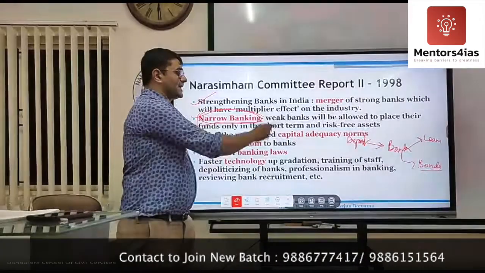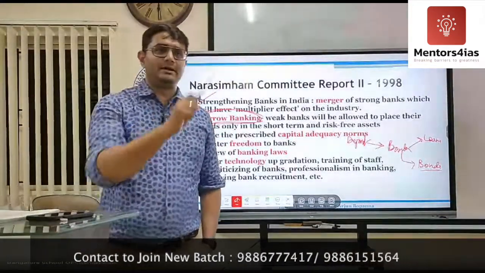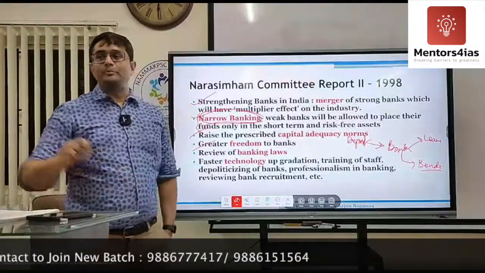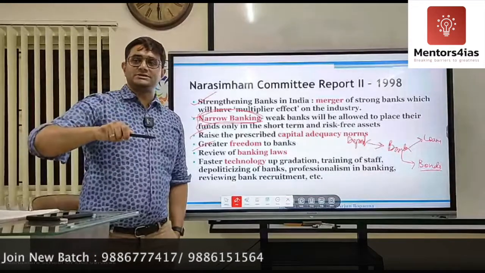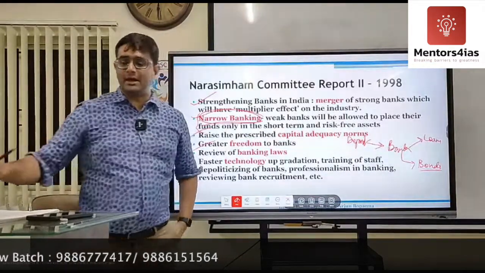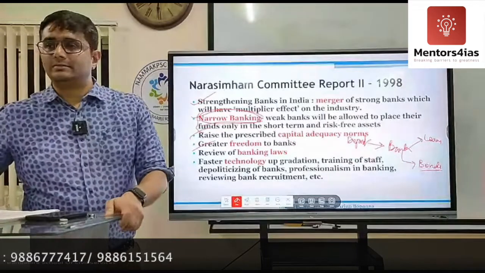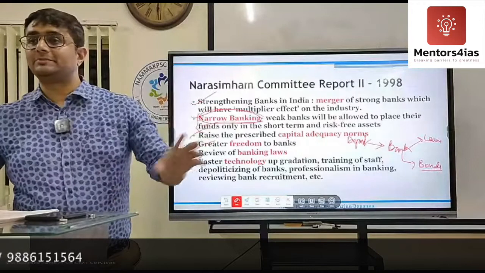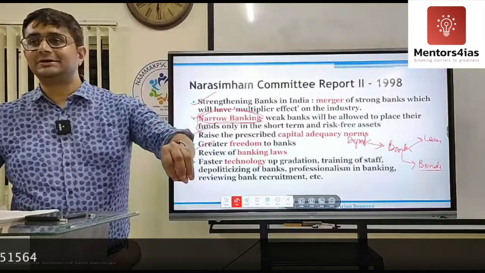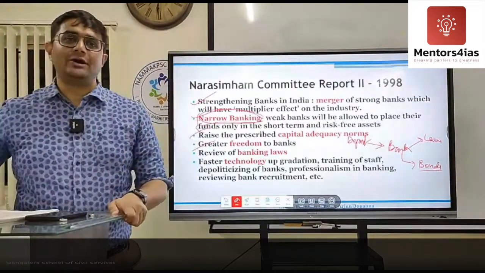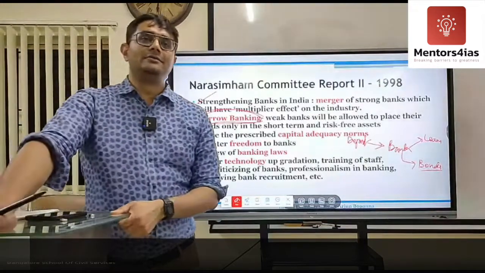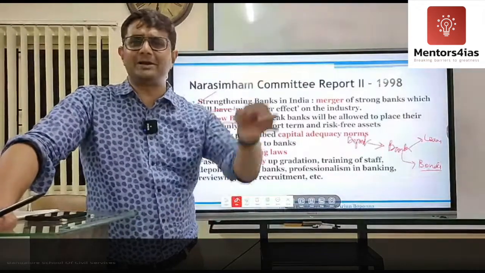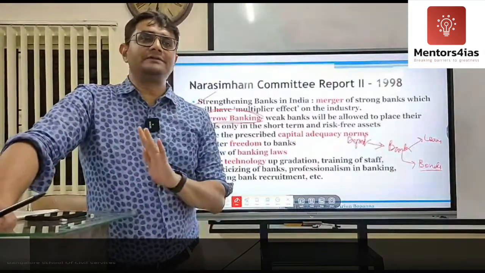Then raise the prescribed capital adequacy ratio. Same thing. I will explain it to you in the next class. Then greater freedom for banks. Opening of branches, closing of branches, everything will be allowed for the banks to decide on their own. Otherwise, they had to take permission from the RBI to open a branch, to close a branch also. So now they'll open and close as per their wish. If you want to open, you can open. You want to close, you can close. Except for a little bit of guidelines. Okay, but otherwise it has complete freedom.